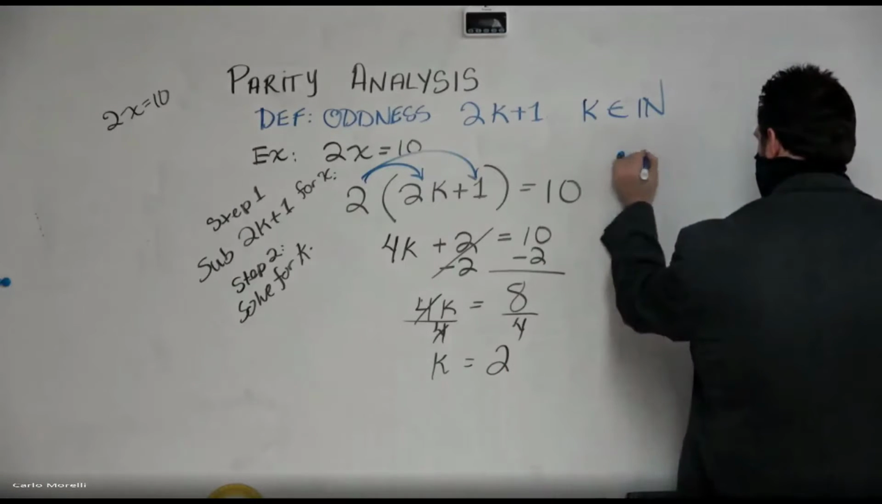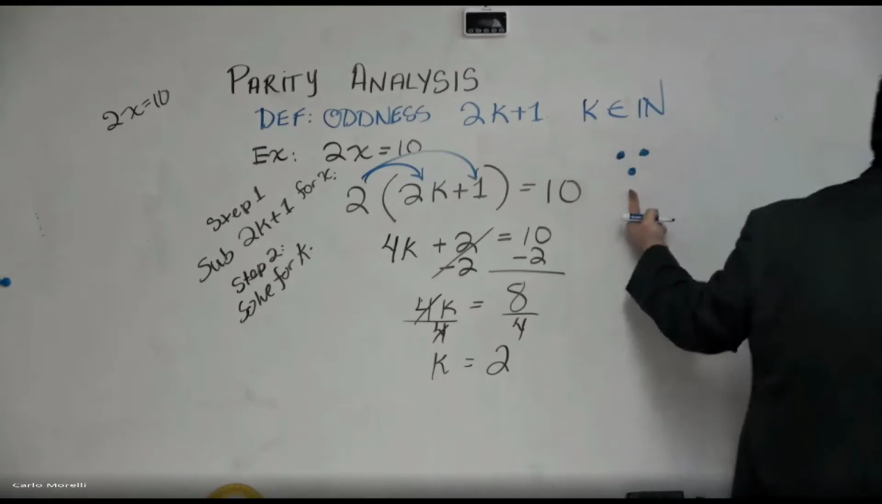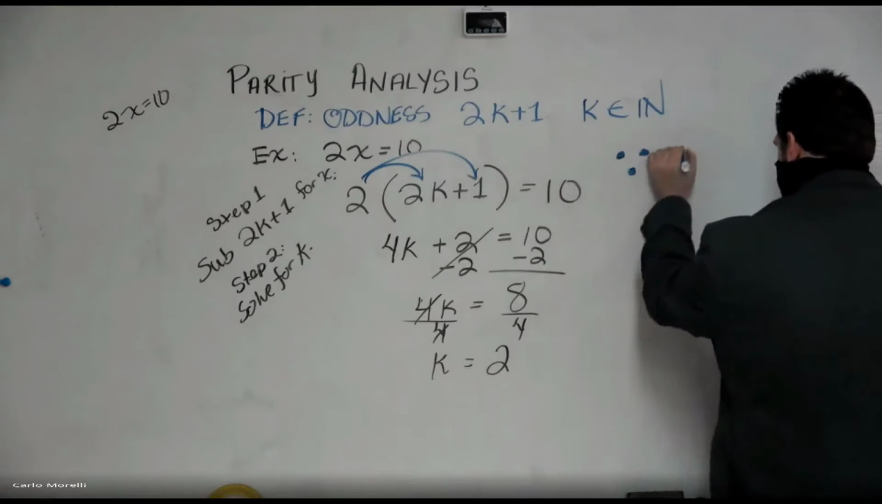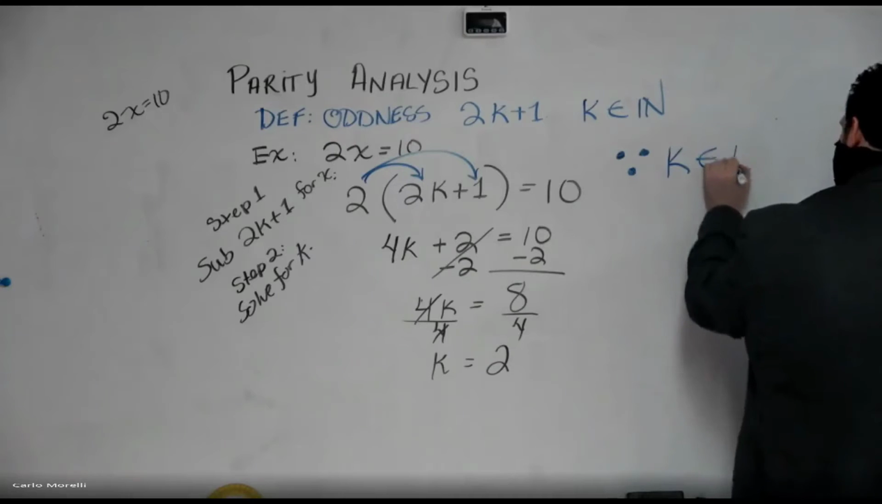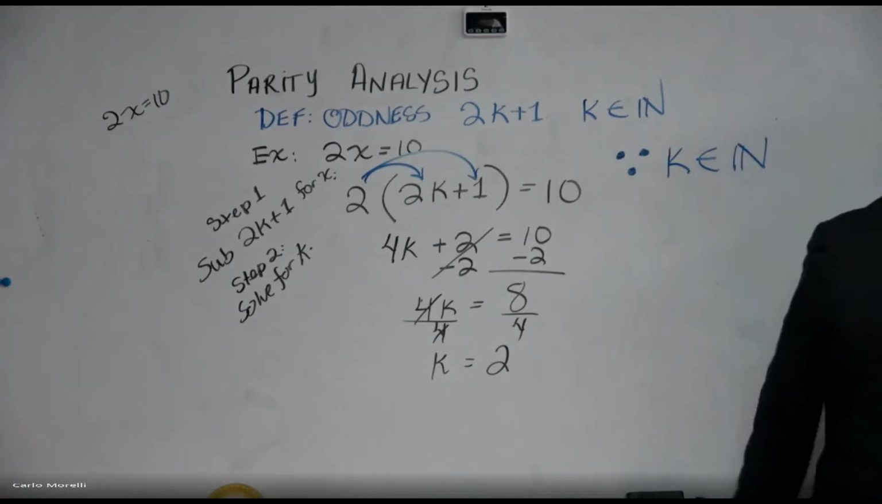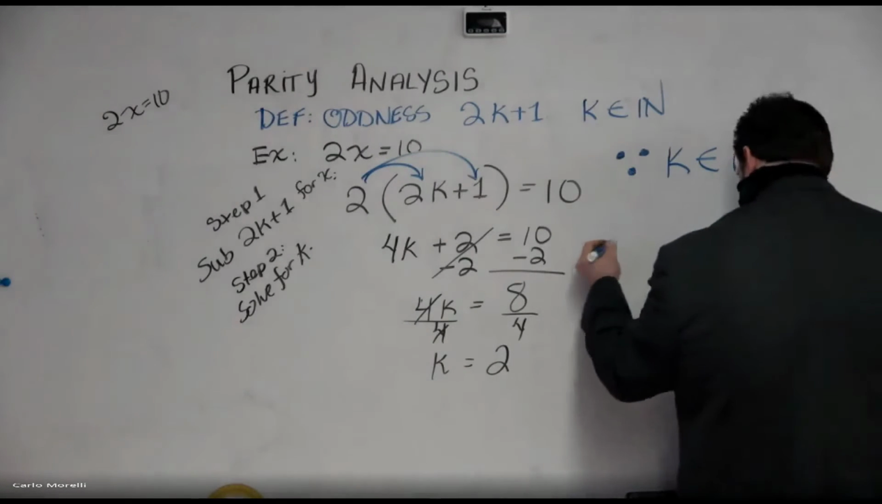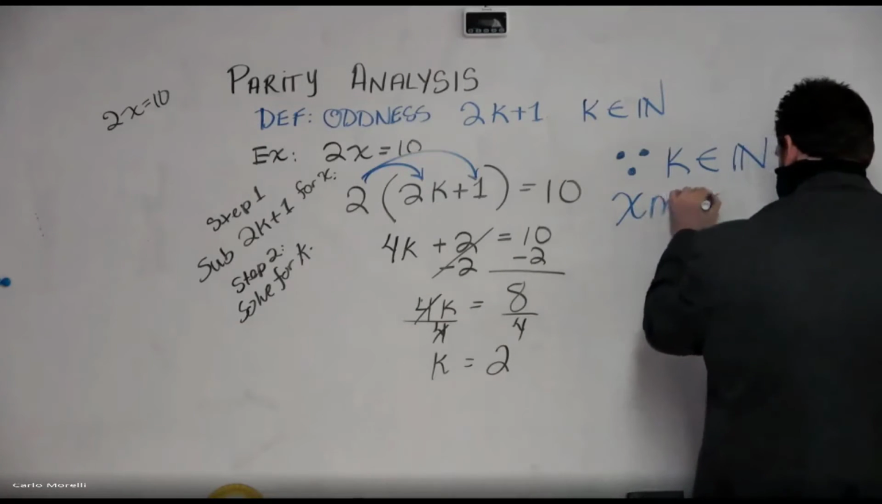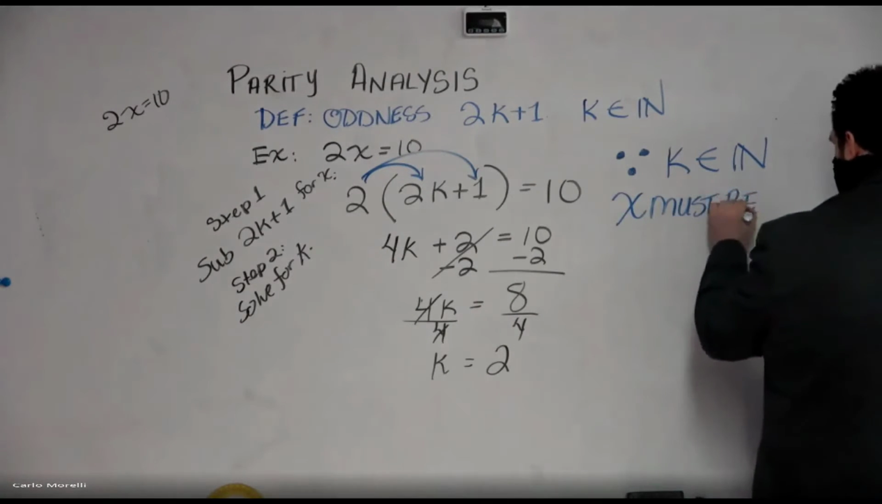Here's how you write it, okay? This means since, the upside down version of therefore. Since k was an element of the integers, x must be odd. Must be an odd integer.